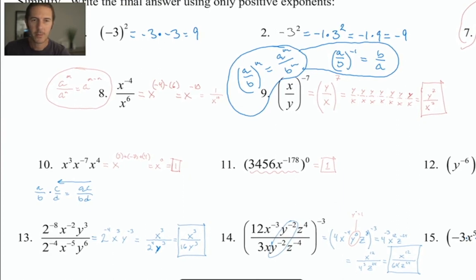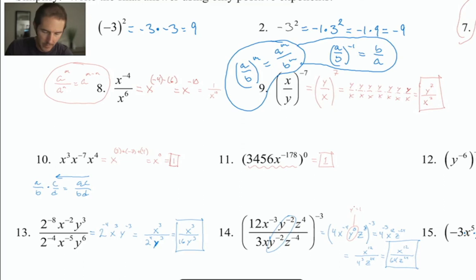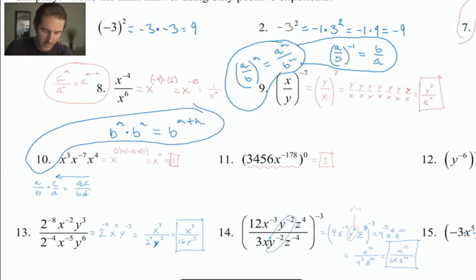What's happening in number 10? We have a base of b to the m, and we're multiplying it by the same base raised to another power. It doesn't have to be a different power, but it could be. And that's equal to b to the m plus n. So there's your generality for number 10.